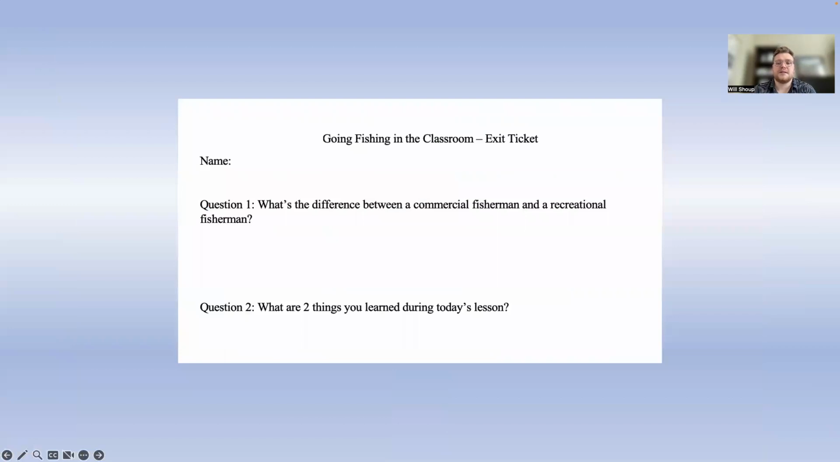At the end of the lesson, each student will fill out an exit ticket, which asks them to identify the differences between commercial and recreational fishermen, as well as 2 things they learned during the day's lesson. Students will hopefully walk away from this lesson with an understanding that taking as many fish as they can is very different than taking as many fish as they need.